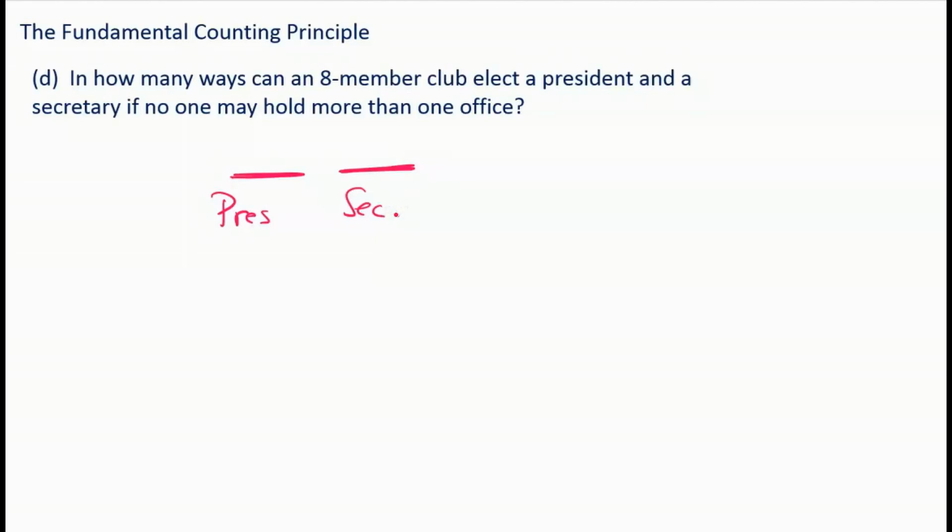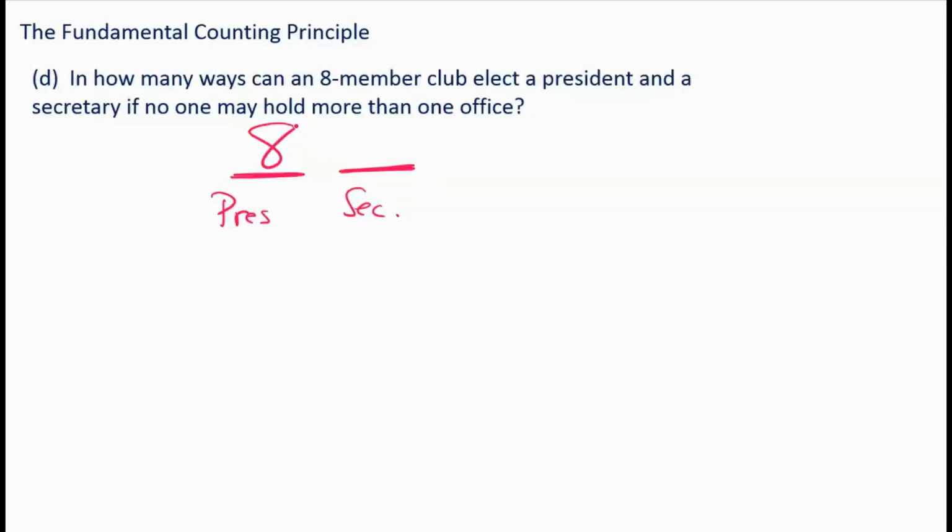There we go, president, secretary. Now, in how many ways can we pick a president? Well, if there's 8 members in the club, I argue there are 8 different ways to select this president. Okay? All right, and then we've got to pick the secretary. Now, what does it say about the secretary? No one can hold more than one office. So the secretary cannot be the president also.